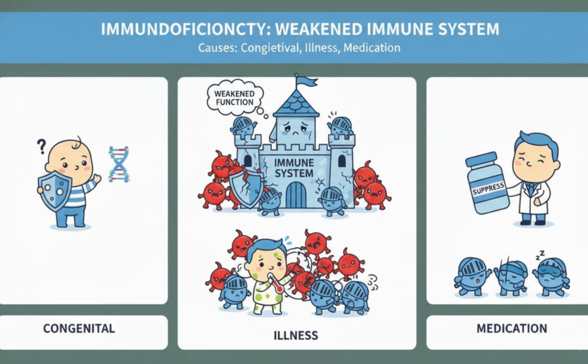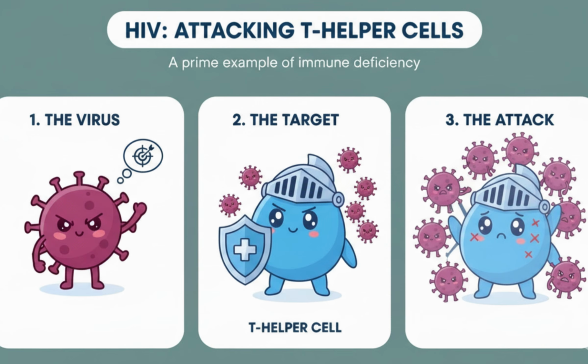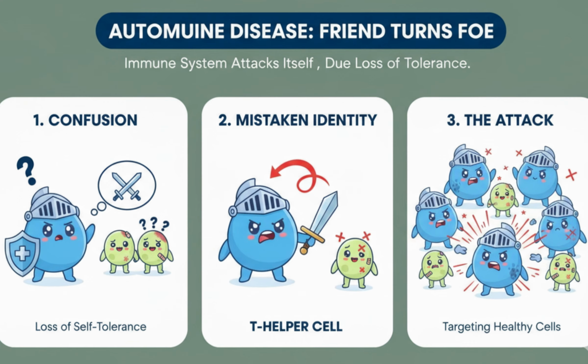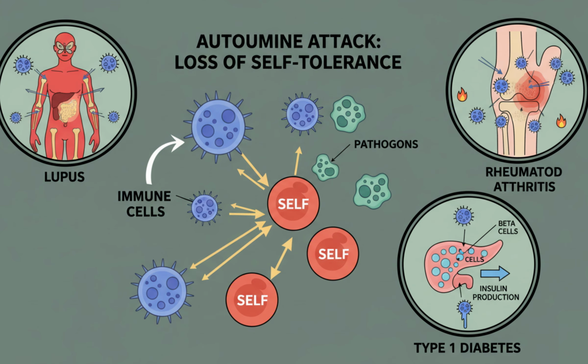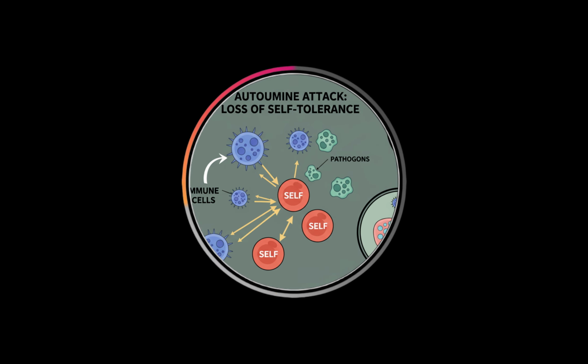Immunodeficiency occurs when the immune system functions poorly due to congenital causes, disease, or medication. HIV is a classic example, as the virus attacks helper T cells. Autoimmune diseases occur when the immune system makes a mistake and attacks the body's own tissues due to loss of immune tolerance. Examples include lupus, rheumatoid arthritis, and type 1 diabetes.